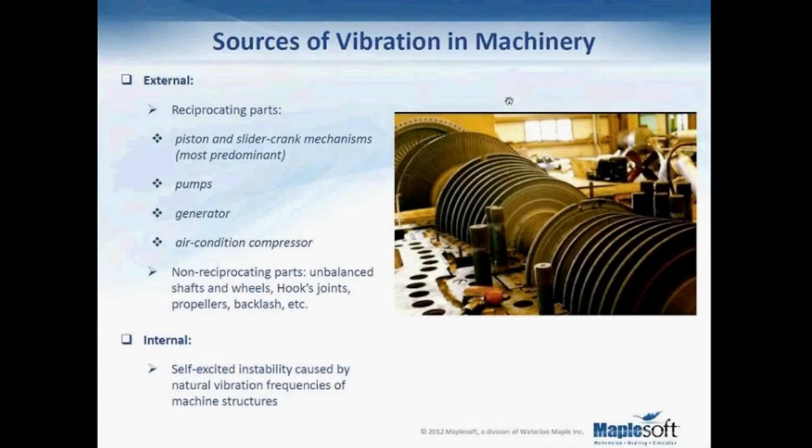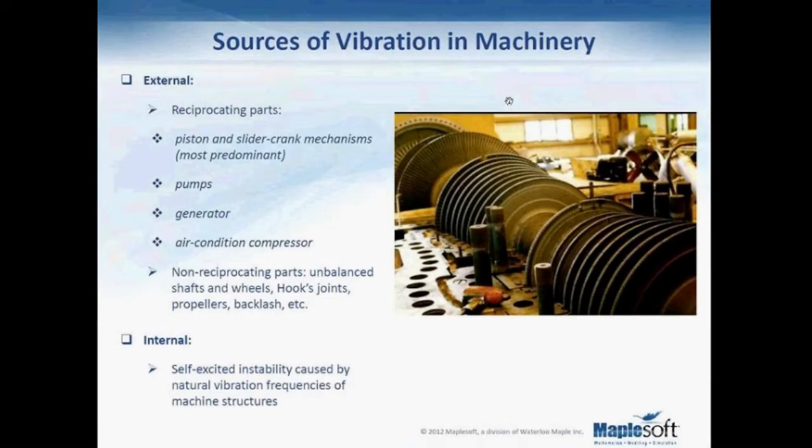Other components can contribute to the vibration of machinery structure as well. For example, vibration can also come from pumps, generators, air conditioning compressors, or other non-reciprocating parts, such as unbalanced shafts and wheels, hook joints, propellers, and backlash in gearboxes.